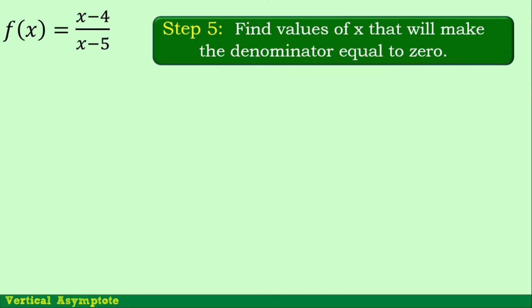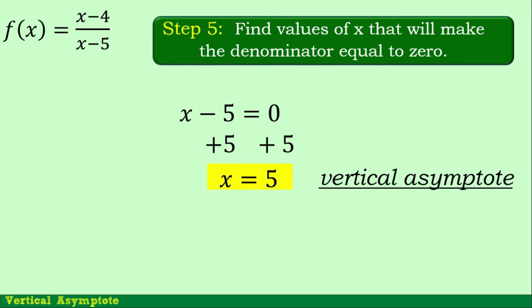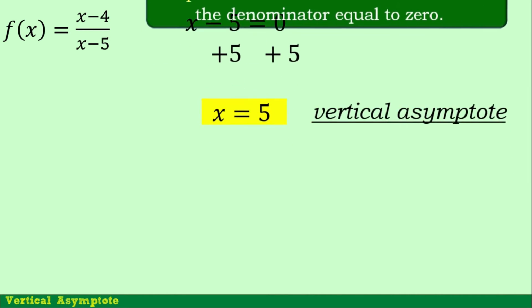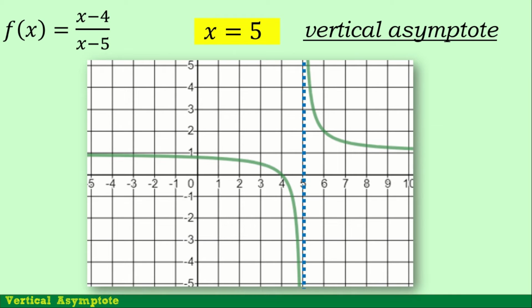Again, step 5 is we will find values of x that will make the denominator equal to 0. So let's take the denominator out and equate that to 0, like this. To solve for x, we will now add 5 to both sides of our equation. So that means x is equal to positive 5. And that is now our vertical asymptote. x is equal to 5. Looking at the graph of this rational function, this is the vertical asymptote. We have x is equal to 5 represented by the blue broken line in this figure.